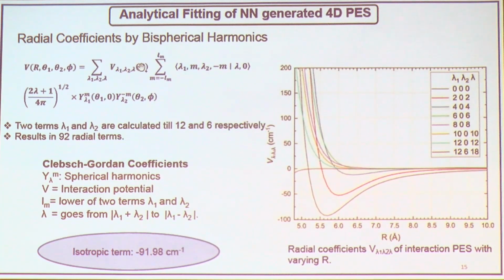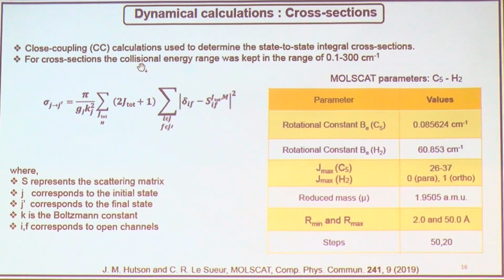whereas odd values are all 0 because the C5 system is symmetric. So after getting this V lambda, we solved the close coupling equations using the Molscat code and got the state-to-state integral cross section by putting the boundary condition for the scattering matrix, and cross sections are calculated for various J values. So these are some of the parameters which we used in our calculations.